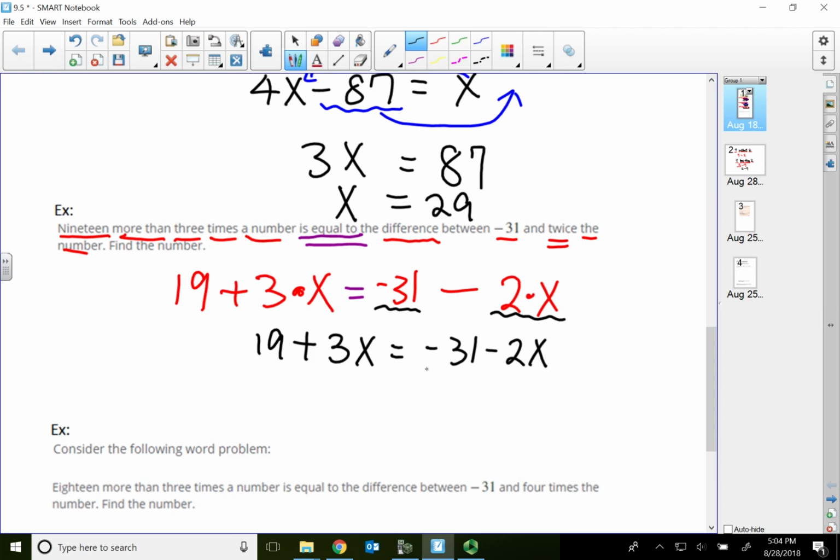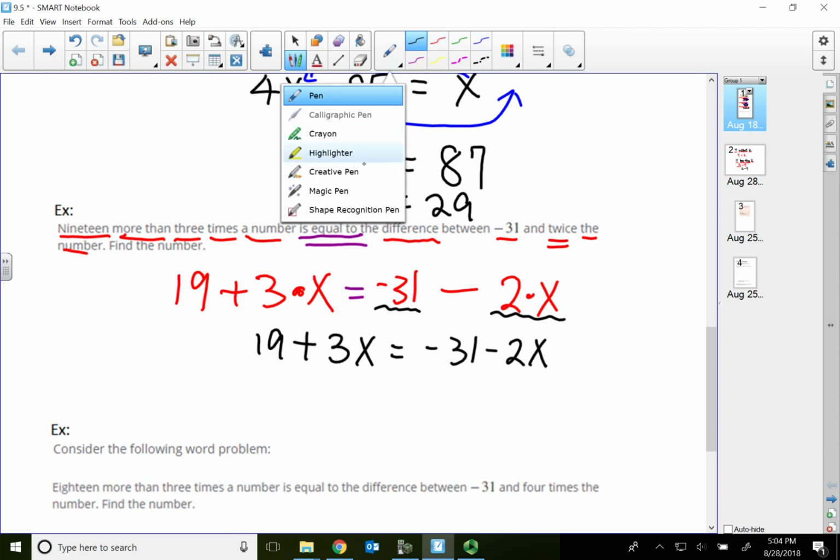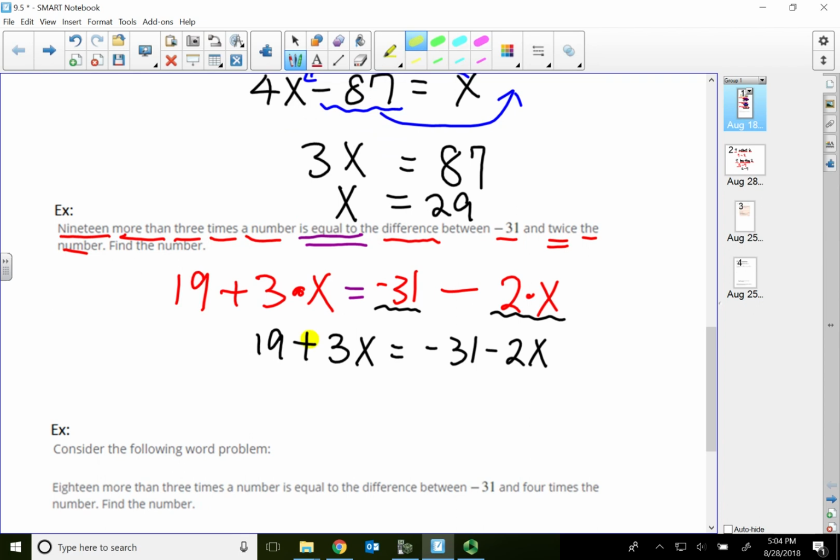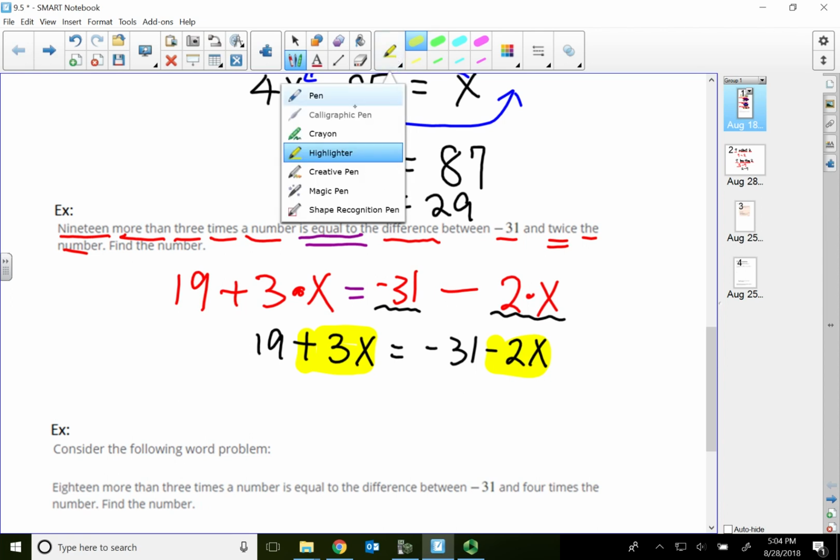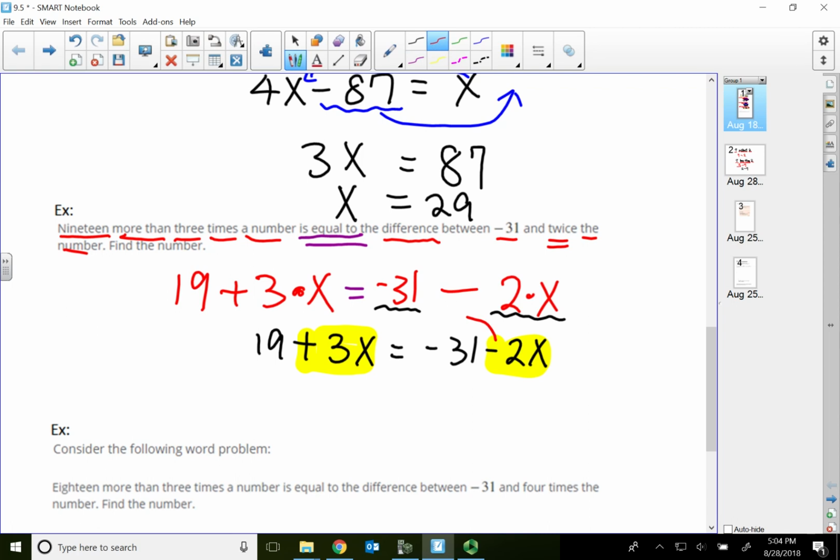All right, I have 4 terms here. None of them has parentheses, so no distribution. I see there's no like terms to combine on each side. So let's move our terms back and forth. On the left side, I have positive 3x. On the right, I have negative 2x. Since 3x is bigger than negative 2x, I'm going to move all my x's to the left side. So that means my positive 19 needs to go to the right.